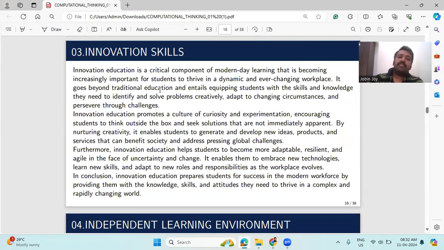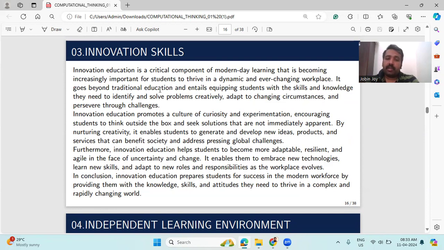What is innovation skill? Innovation skill is another skill, like critical thinking. It's a critical component of modern day learning that is becoming increasingly important for students to thrive in a dynamic and ever changing workplace. It goes beyond traditional education. That means you are not thinking in a conventional manner, you are thinking non conventionally. It entails equipping students with the skills and knowledge they need to identify and solve problems creatively, adapt to changing circumstances, and persevere through challenges.